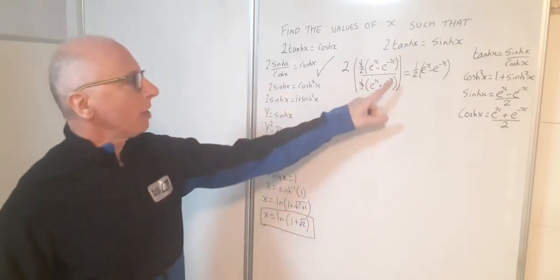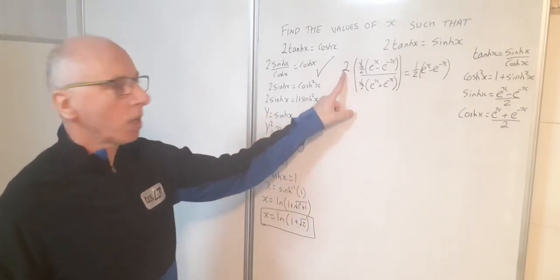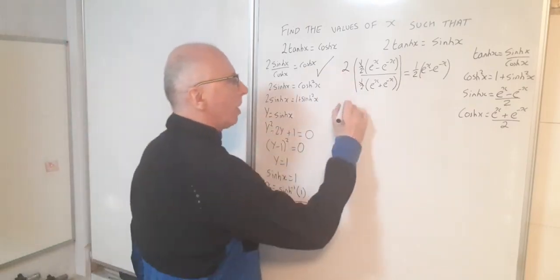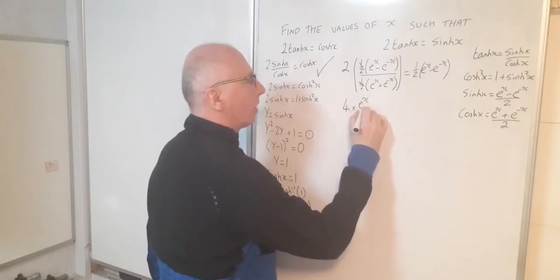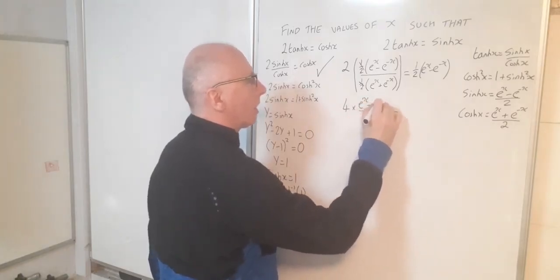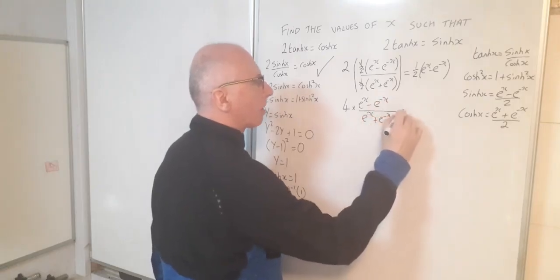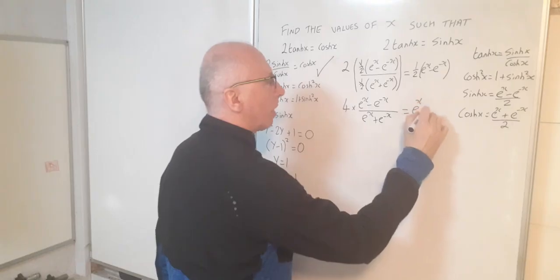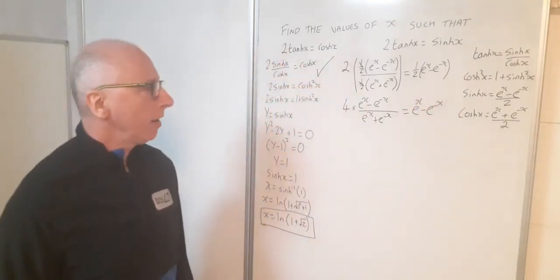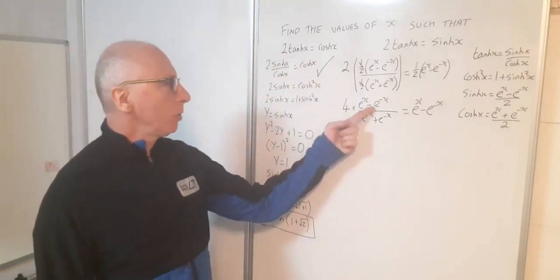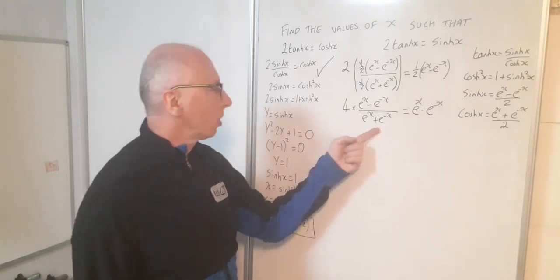And what I could do is, while I'm at it, I could get rid of this half here by multiplying both sides by 2. So I'm going to do both in one step. So now I've got 4 times e to the x minus e to the minus x, e to the x plus e to the minus x equals e to the x minus e to the minus x. Okay, so that's taken care of. Now let's distribute the 4 and multiply both sides by this to try and get rid of this fraction. That would be a good idea.